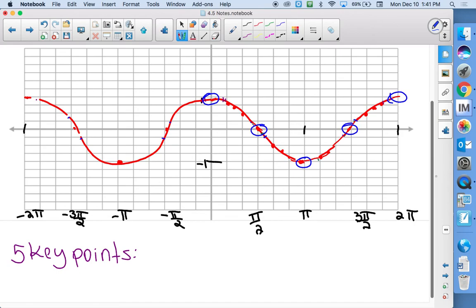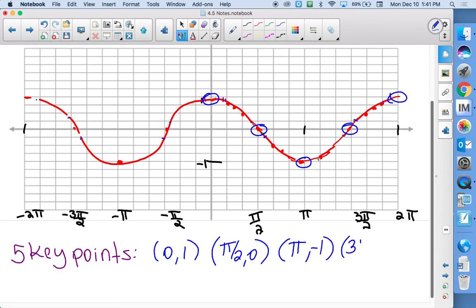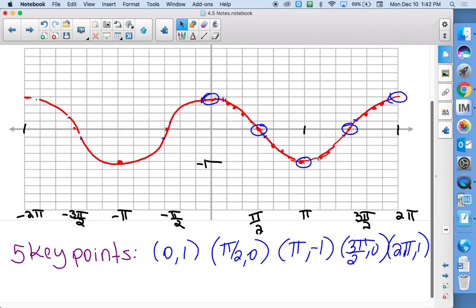5 points for cosine. So the angles are the same. We're still using the angle of 0, the angle of pi over 2, the angle of pi, 3 pi over 2, and 2 pi. But the y values are what's changing because the cosine of those angles are different than the sine of the angles. So thinking of the ordered pair, if I put both graphs together, then I have the x, y values from the ordered pair. So the angles will be the same. Those same 5 angles are called the quadrant angles of the unit circle.